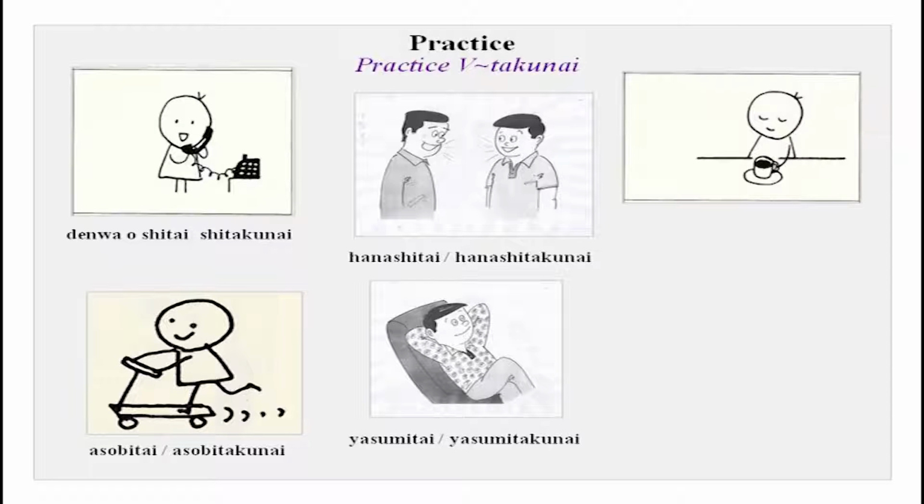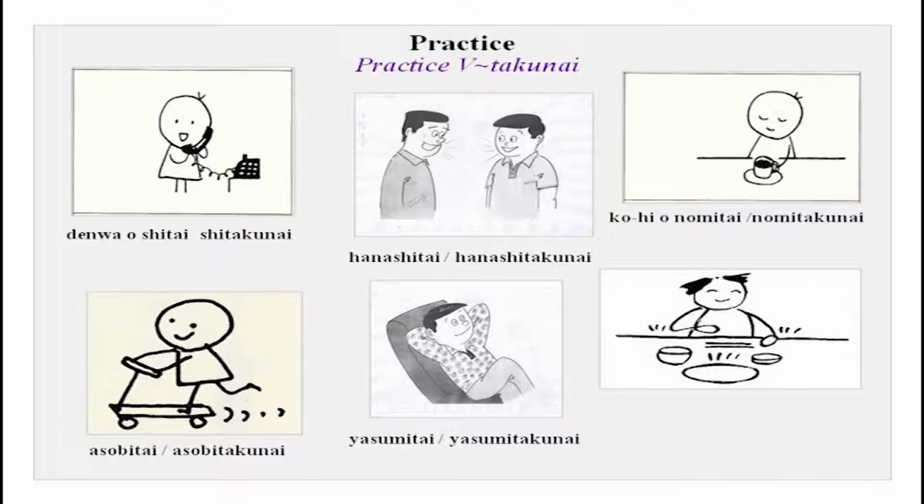Then someone is just about to have tea. Well, kohi o nomitai or nomitakunai. And then we have someone just about to start eating. So, well, what is the verb for eating? Tabetai, tabemasu, and gohan o tabetai or tabetakunai, whichever way you want to take.